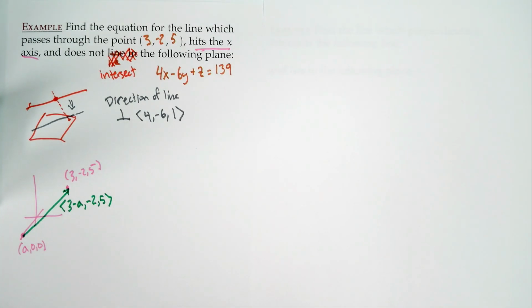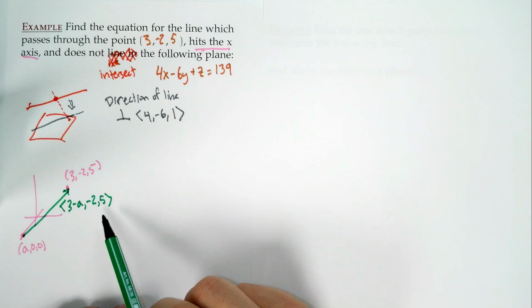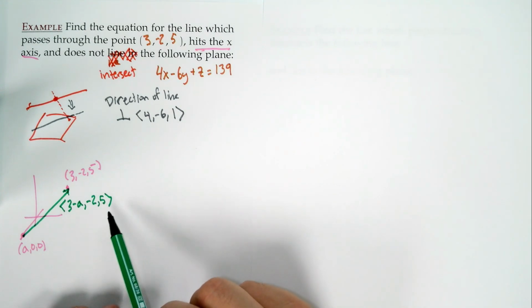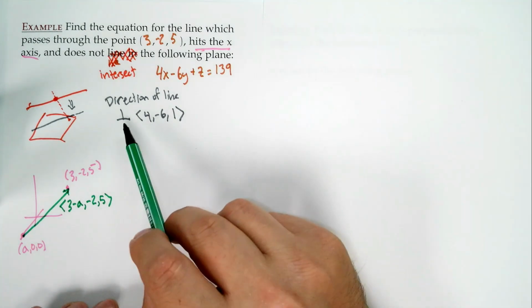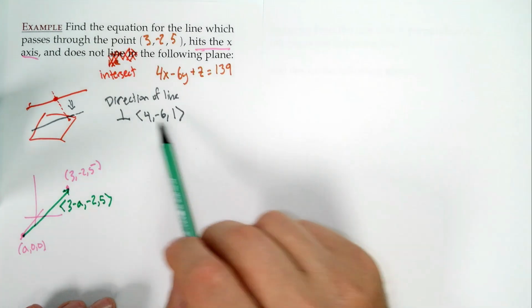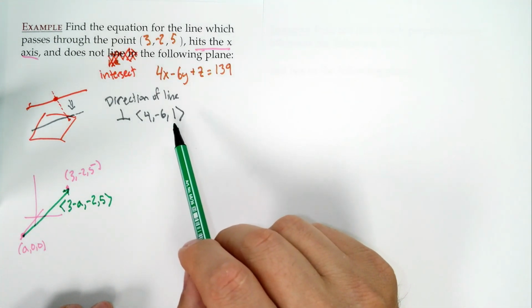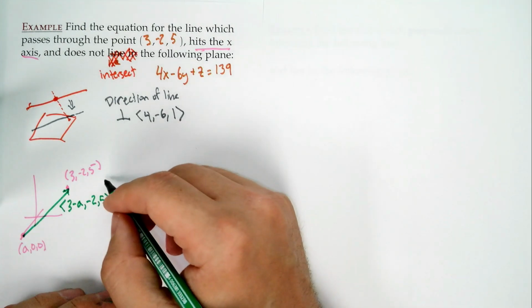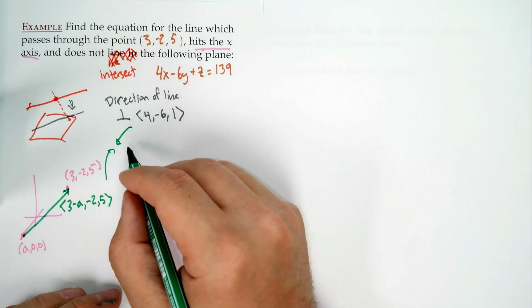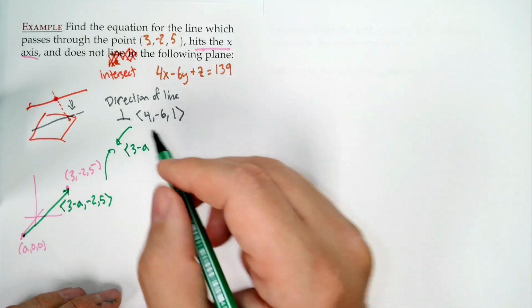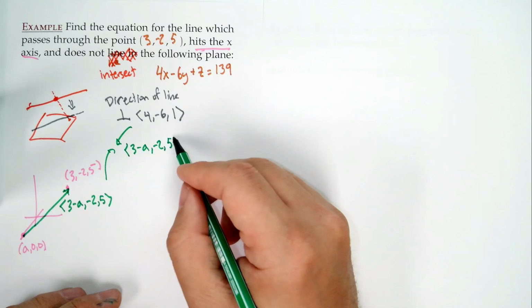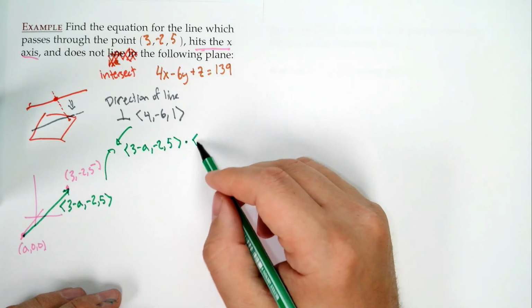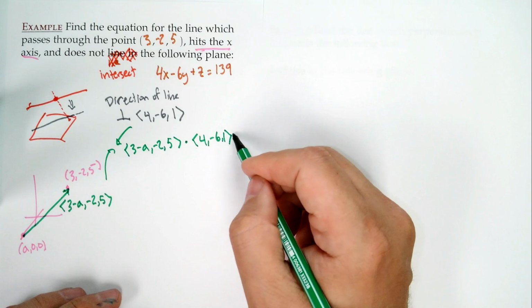Now, let's put these two pieces together. We know the direction of the line has to look like that for some choice of a. We know that that direction has to be perpendicular to the normal vector. So what's true about two vectors which are perpendicular? The answer is that their dot product is 0. So combining these two pieces of information, we can conclude that (3 minus a, -2, 5) dot (4, -6, 1) has to equal 0.